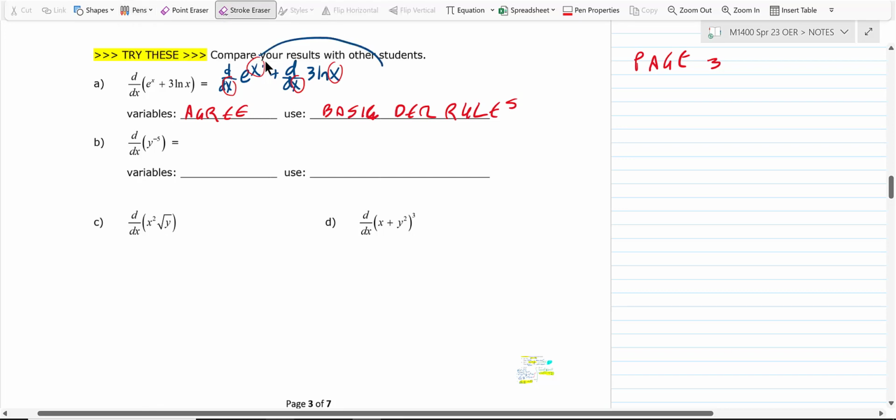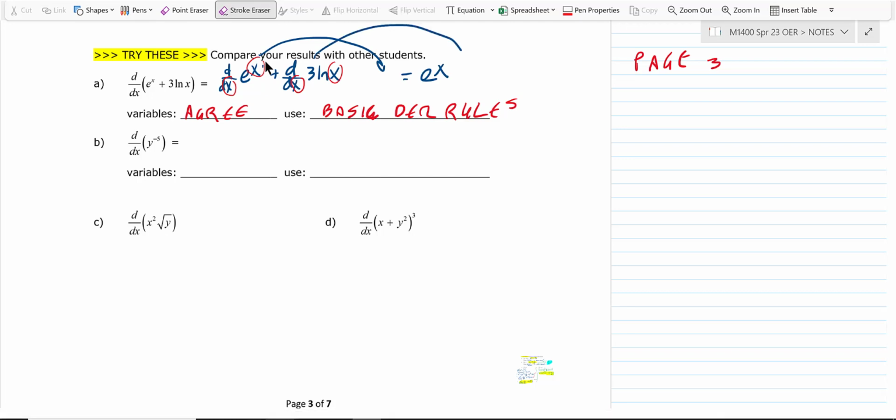What's the derivative of e to the x? E to the x. Well, all right. And what's the derivative of 3ln x? 3 times 1 over x, so it's 3 over x. Okay, just do it in your head. And that's the kind of thing you've been doing all semester.